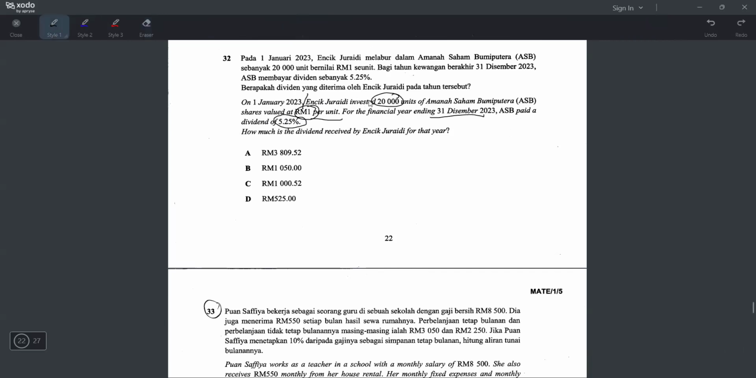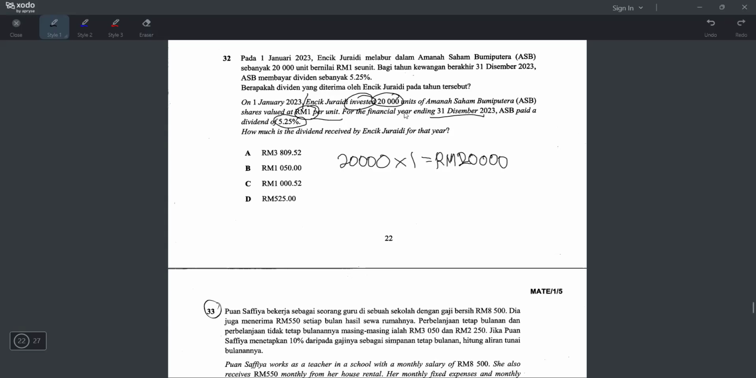Okay, first of all, what is invested? Invested means you spend money, you beli. So he spent how many? He spent money to buy 20,000 ASB at 1 ringgit per unit. It means berapa RM dia spend? 20,000 darab 1, sebab 1 unit 1 ringgit. So kalau 20,000 unit, RM20,000 lah. So this is the amount yang dia spend.